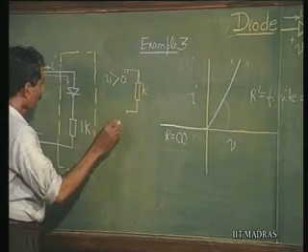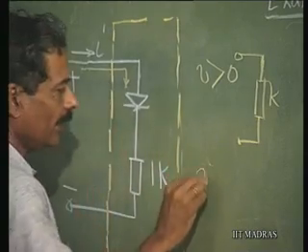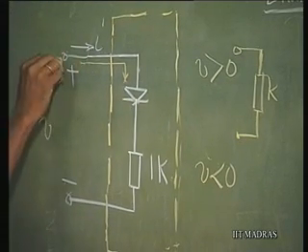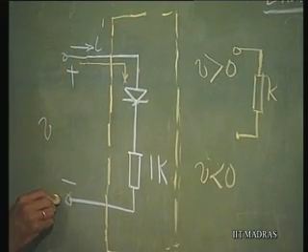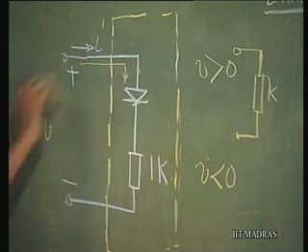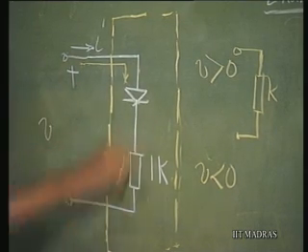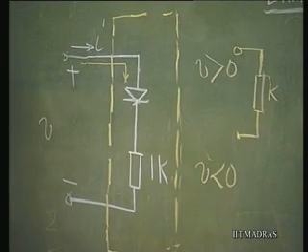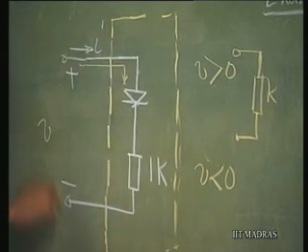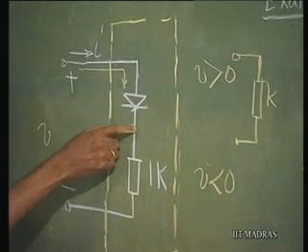When V is less than 0, that is when this is negative and that is positive, then we have this diode getting reverse biased. There is no possibility of current in this direction, and therefore, this particular thing is going to act as an open circuit because of the diode.